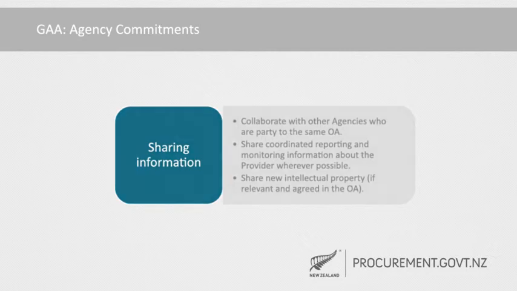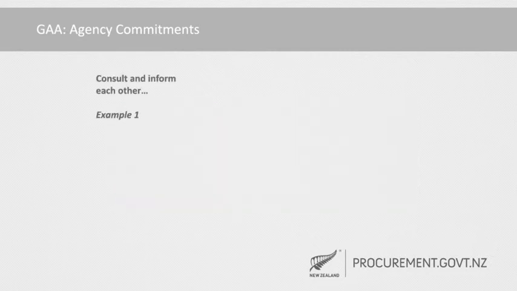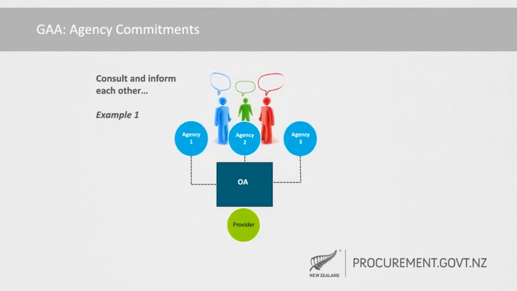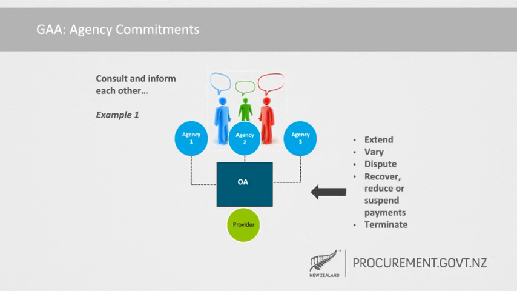The last part of this section is about when agencies are expected to talk to each other. Here we can see that more than one agency is party to the outcome agreement. In this situation, the agencies are expected to tell each other and ideally consult with each other if one of them wants to recover from, reduce or suspend payments to a provider, or wants to terminate or stop participating in the outcome agreement.